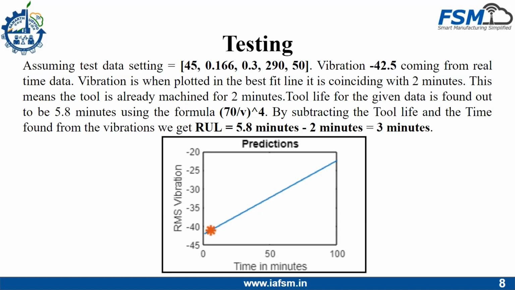I have used these sets of input parameters, where 45.1 is the speed, feed, depth of cut, cutting speed, and the diameter of the tool. Sorry, the raw product. And then when a vibration value is coming from a sensor, say for example minus 42.5, I will correlate that with the line that I have made from the model to find out how much the tool has been machined earlier.